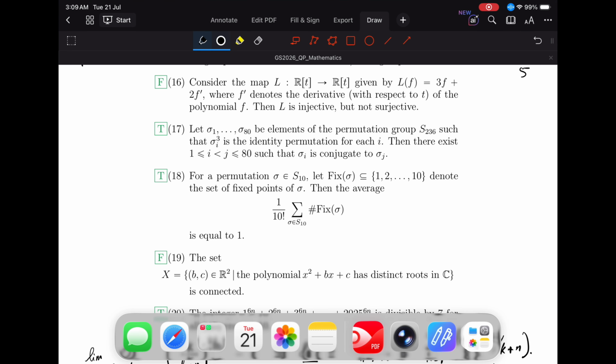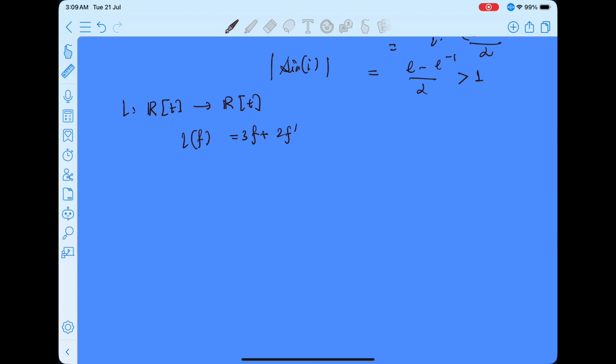Okay, so let's say 3f + 2f' is 0. Then what we have is that 3f = -2f'.